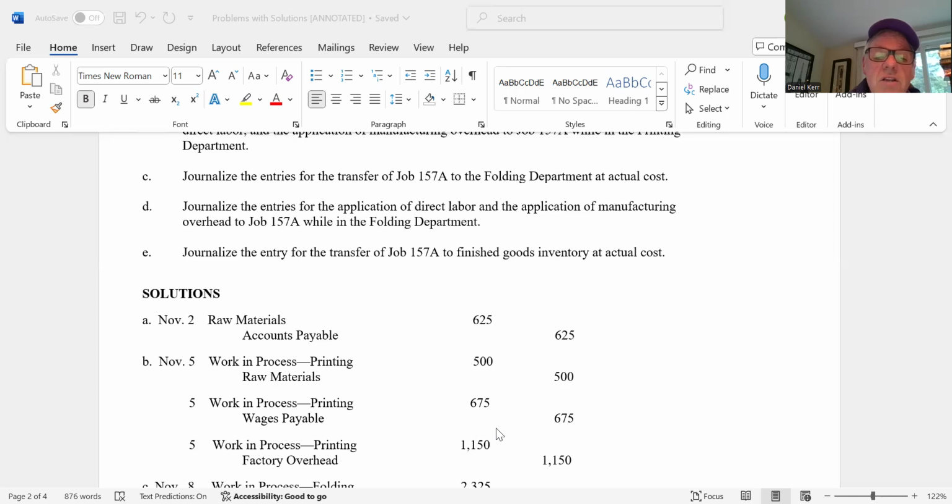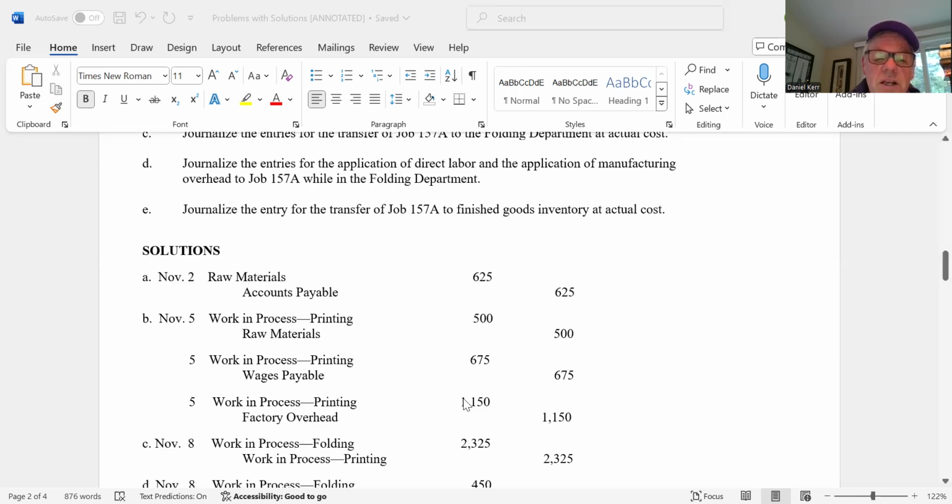Now you could have combined all of those in B into one entry, and you would have had a credit to raw materials, a credit to wages payable, a credit to factory overhead, and a combined debit for the total of those. That would be correct as well.